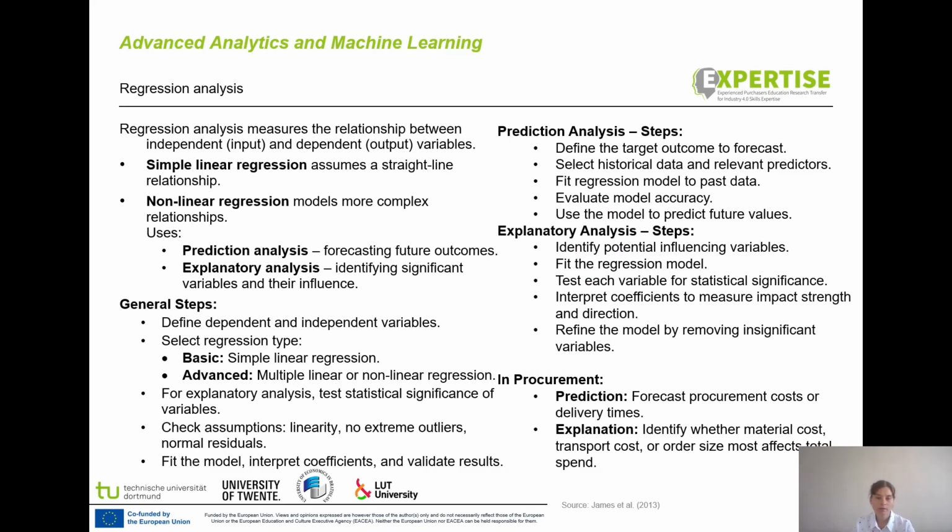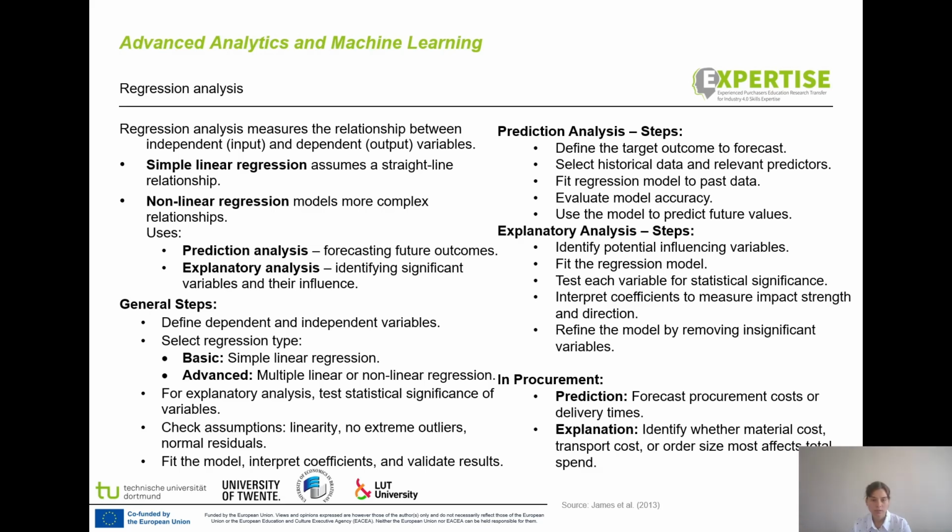Regression can be applied in two ways. First, we follow general steps. Define variables, choose the regression type, check assumptions, and fit the model. In prediction analysis, the goal is to forecast future values. For example, predicting procurement cost or delivery delays from historical trends.